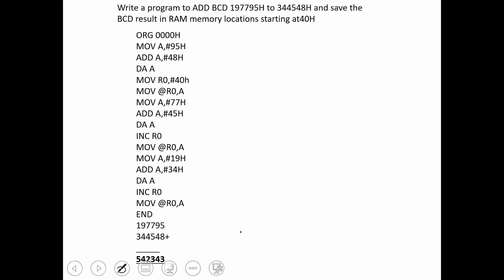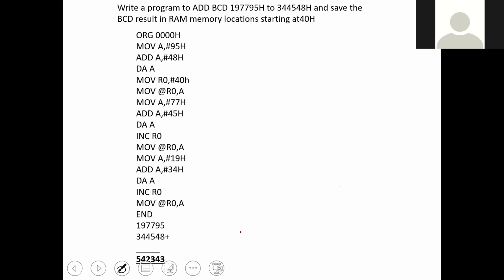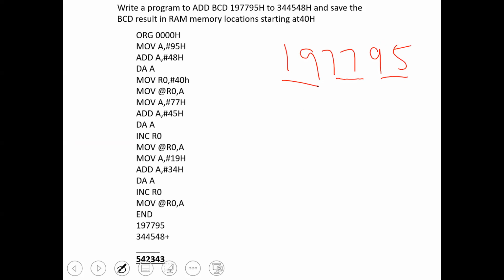95 means how many bit data? 8-bit data. Very good. But here, what is my number? 197795. Now, how many bit? This is one 8-bit, 8-bit, 8-bit. So totally 32-bit is there.